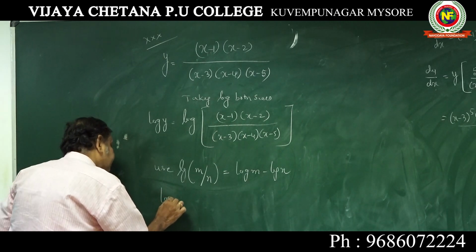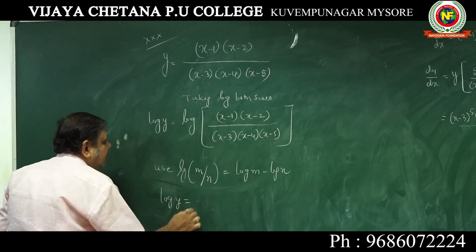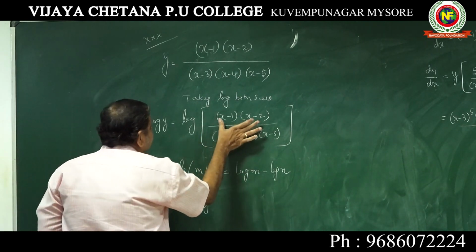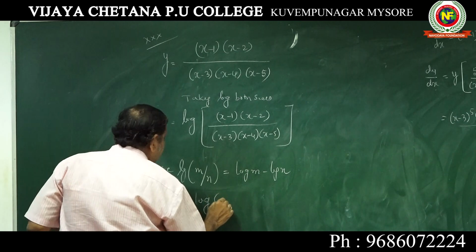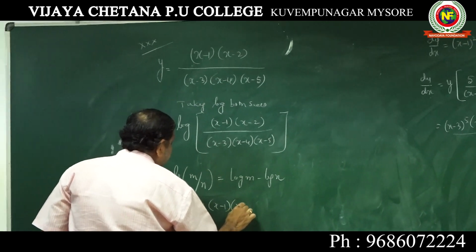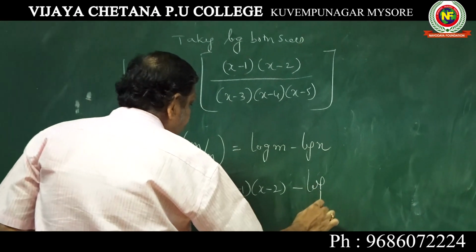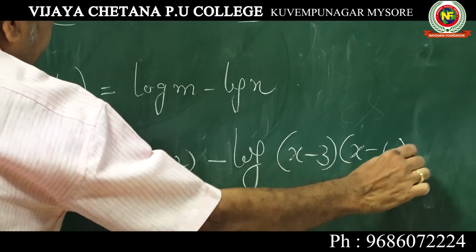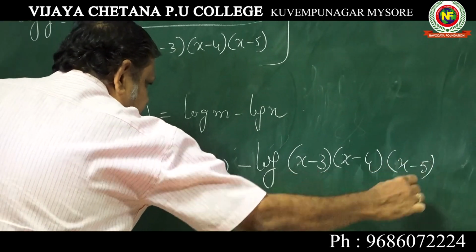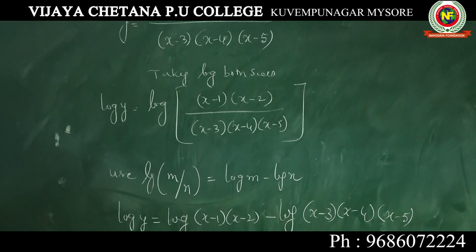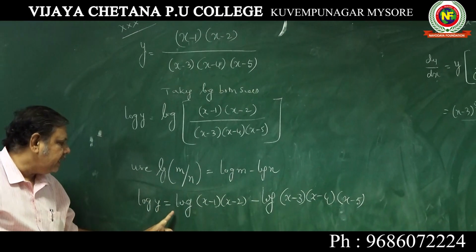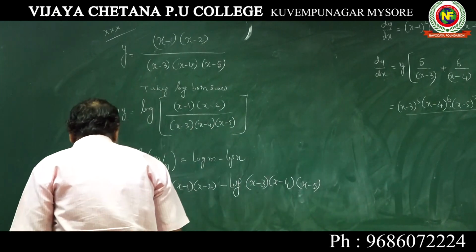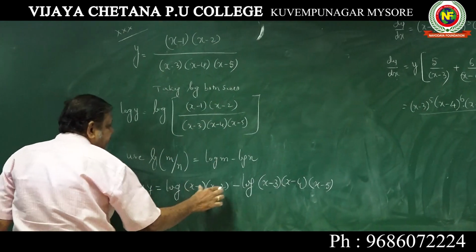So log y is equal to logarithm of, now log m minus log n, this is log m, this is log n: log of (x minus 1)(x minus 2) minus log of (x minus 3)(x minus 4)(x minus 5). You are taking log m by n, log m minus log n, log of so much minus log of this much. Now it is understood, the whole thing m, this is n.